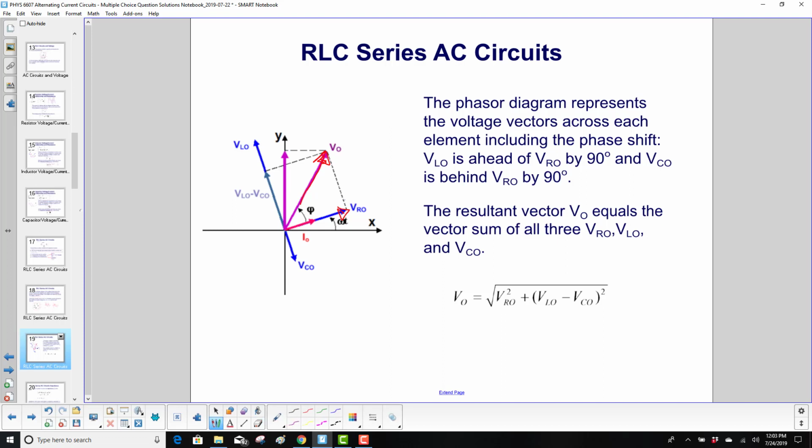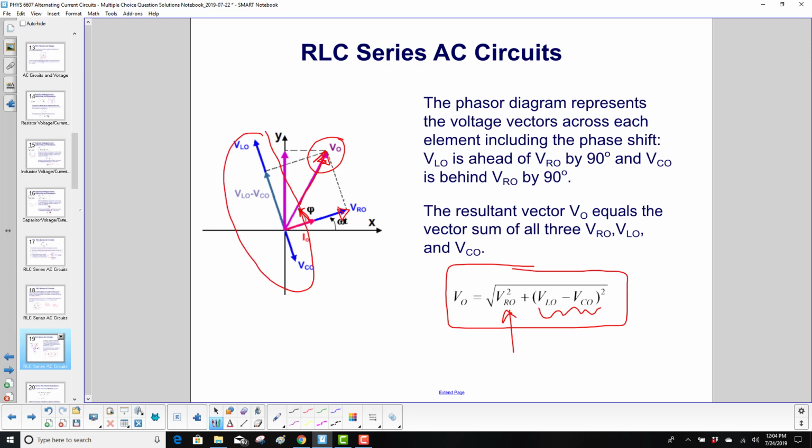So we have V0, which is the resultant voltage, and it makes an angle phi that is ahead, in this case, of the voltage across the resistance. And we use Pythagoras to find the value of that. It's going to be the square of the voltage across the resistor plus the square of the difference of these two voltages, right? Because they're in a line. One's going up, one's going down, so it's subtracted. And then we take the square root of both and we find V0, the resultant vector.